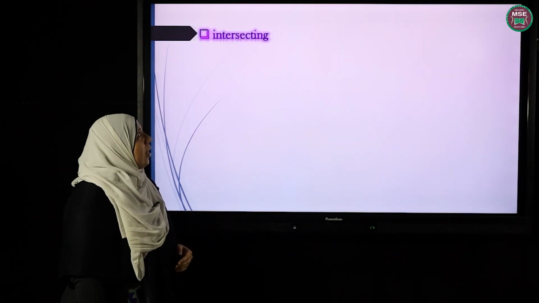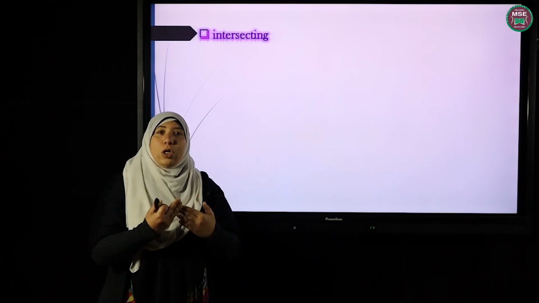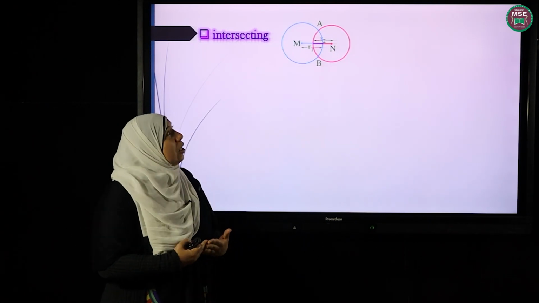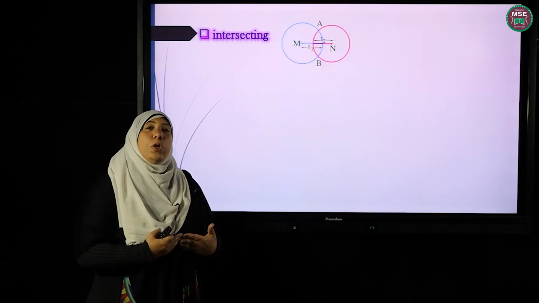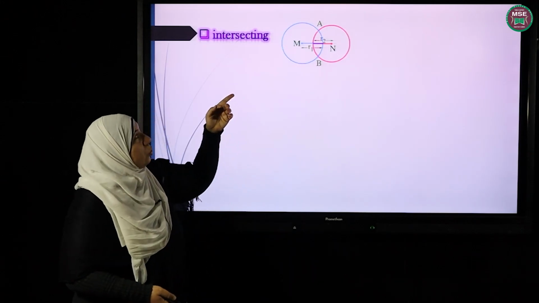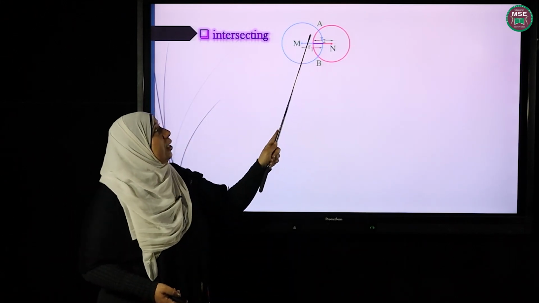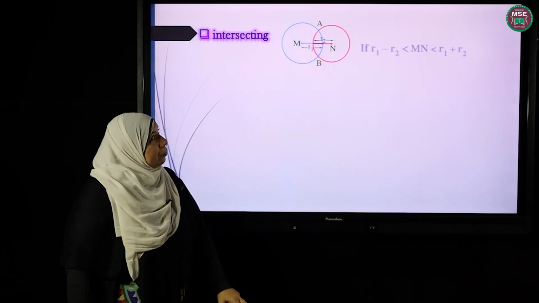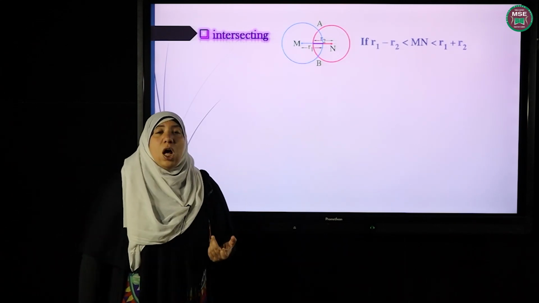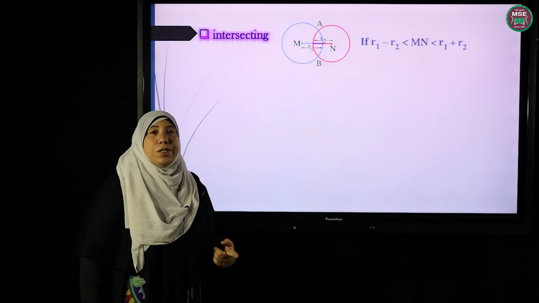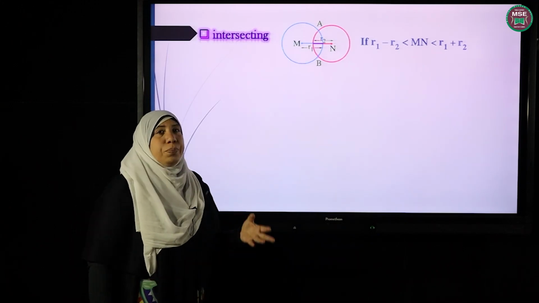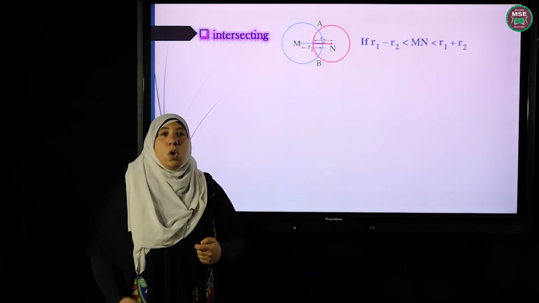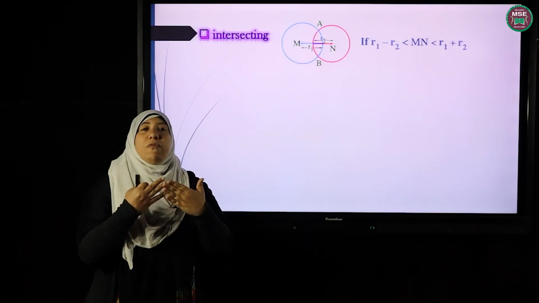The third position is intersecting. The circles come closer to each other, so they are intersecting circles. Here the 2 circles intersect each other at the points A and B. You see the 2 points A and B here. The point A is the intersection point up, the point B is the intersection point down. So I can say that the distance between their centers is any number between R1 minus R2 and R1 plus R2, because I have different forms of intersecting.